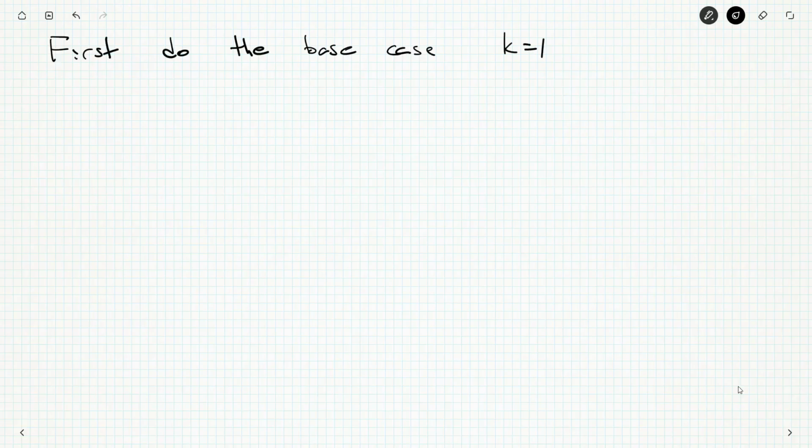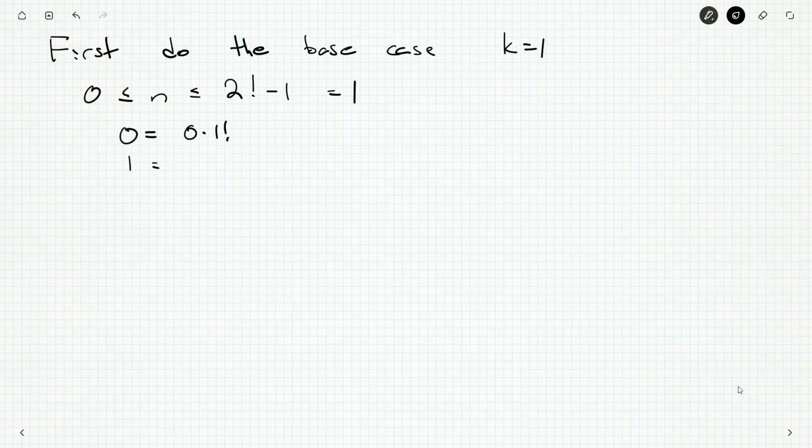Okay? Can we actually write every number between 0 and... Actually, do I want k is 1? Yeah. 0 and 1 plus 1, which is 2 factorial minus 1. So every number between 0 and 1, can this actually be written in this form? Absolutely. 0 is 0 times 1 factorial, 1 is 1 times 1 factorial. Okay, base case is proven. It works.